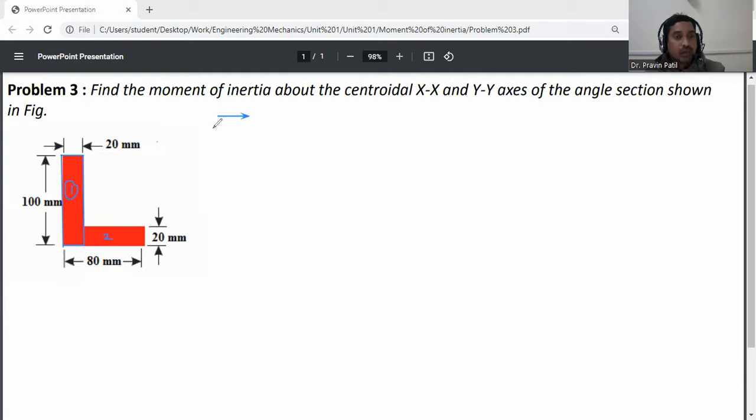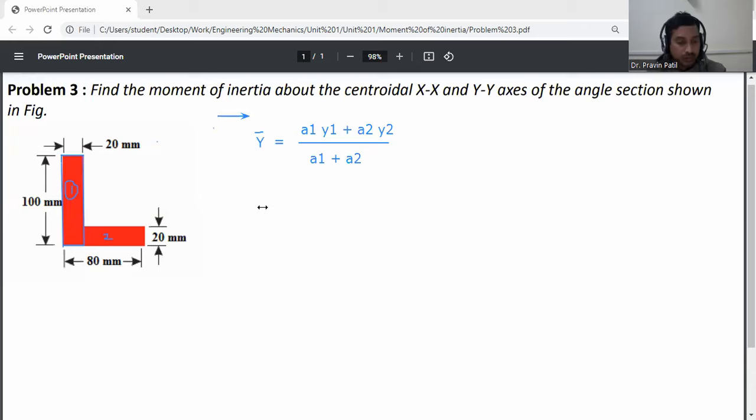So now, first of all, calculate y bar. The formula for that: y bar is equal to a1 y1 plus a2 y2, divided by a1 plus a2.